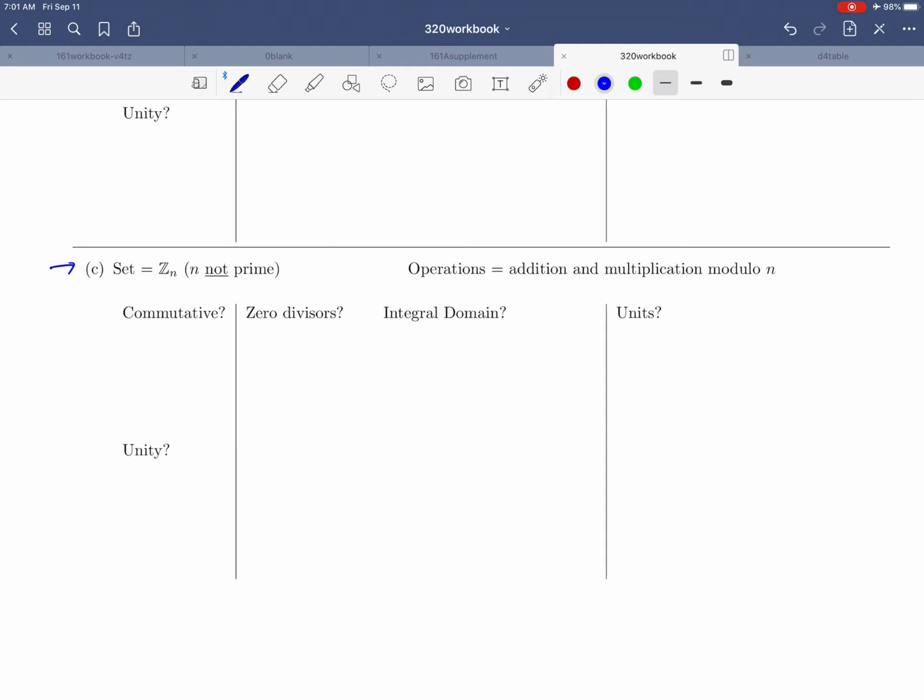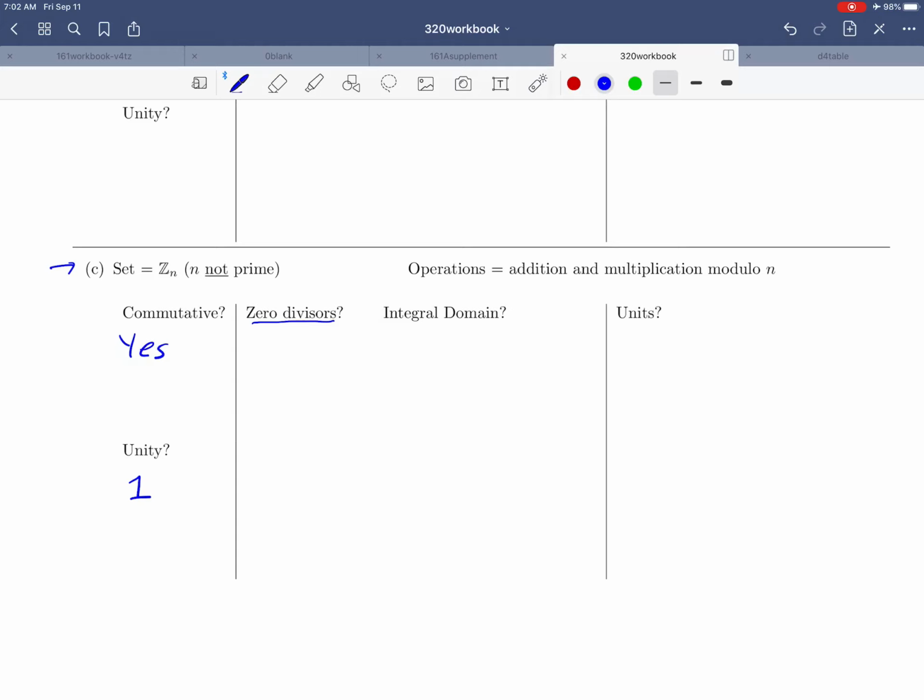Okay, so first question, is that a commutative ring? It is, because we're talking about multiplication modulo n. It doesn't matter what order we multiply integers modulo n, we're going to get the same thing. And we do have a unity element, the number 1 again, that's going to be an element of the set Zn. And then we come to the question of zero divisors.